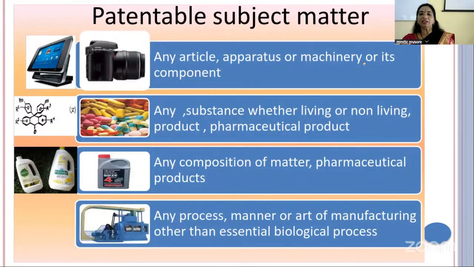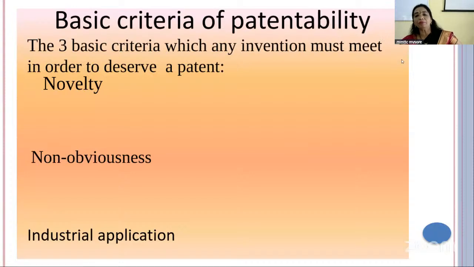So what is the patentable subject matter? I told you already: any article, apparatus or machinery, any substance, whether living or non-living, any pharmaceutical product, any composition of matter, any process, manner or art of manufacturing other than essential biological processes. You see, this bottle is in a particular shape, that is also patented. No other company should copy that shape. Even this camera is in a particular shape. All these designs have been patented.